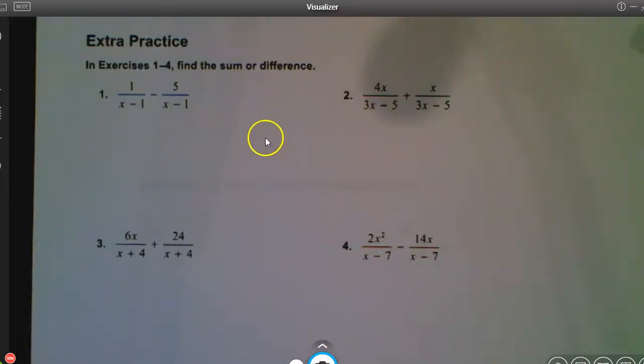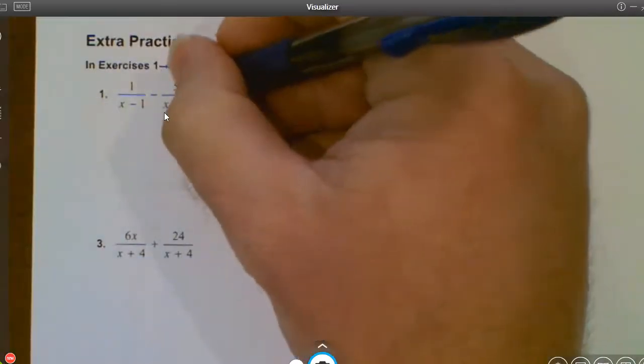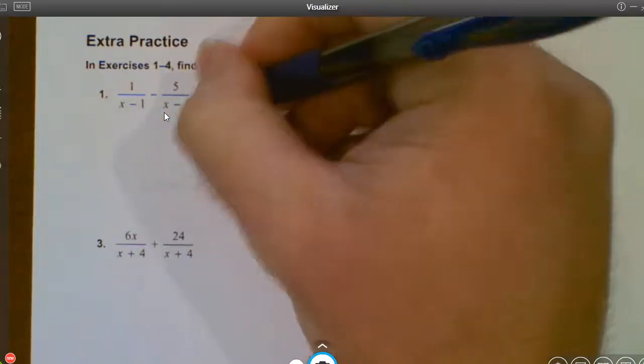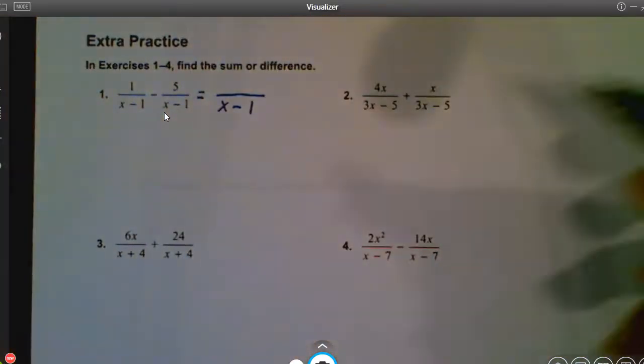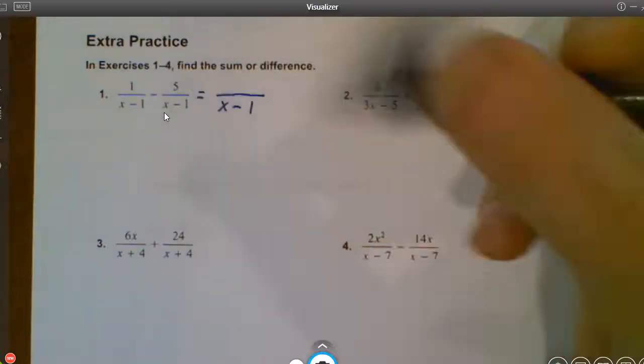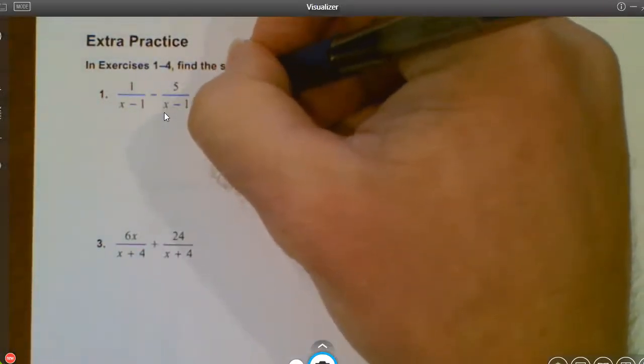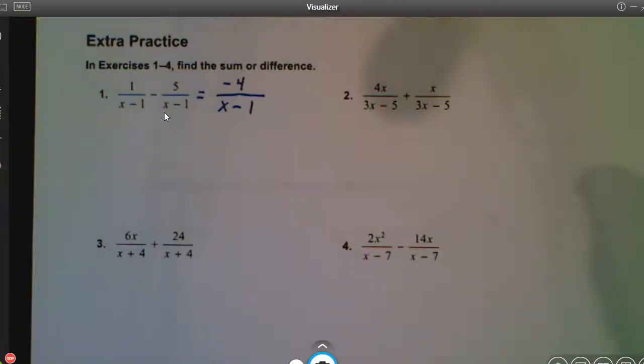So take a look at these guys. You'll notice all 4 of these, they already have common denominators. So that's what's going to make this first part super simple. Remember what we talked about. The denominator does not change. All I do is combine what's on top. So on top, if I said 1 minus 5, and that's it. That's all you'd have to do for that.